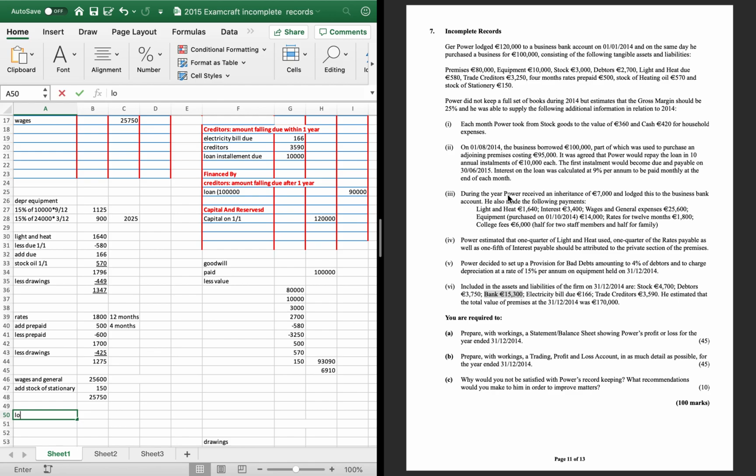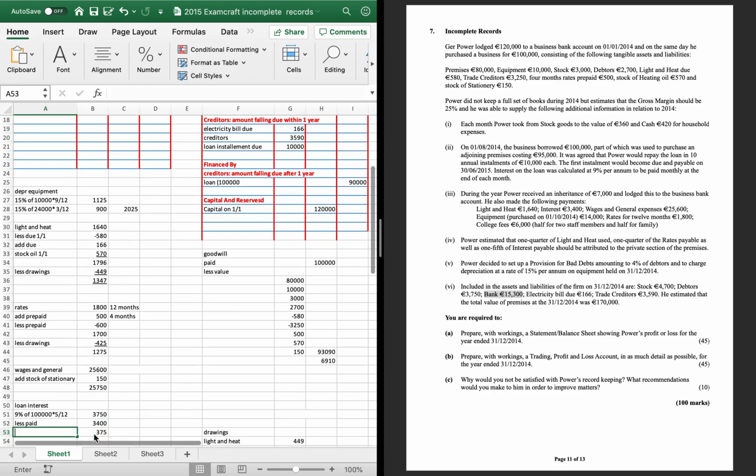We'll do the loan interest. Interest is 9% per annum. So it's going to be 9% of the 100,000. And he got the loan on the 1st of the 8th. So 8, 9, 10, 11, 12. So 5 months. That is 3,750. Okay, so that's his loan interest. What's he got on that? Well, he's going to have paid some of that. So we go down and check and see what interest he has paid. He's paid 3,400. That means he still has 375 left to pay. So that's his loan interest due.